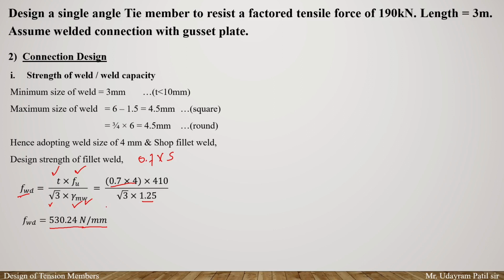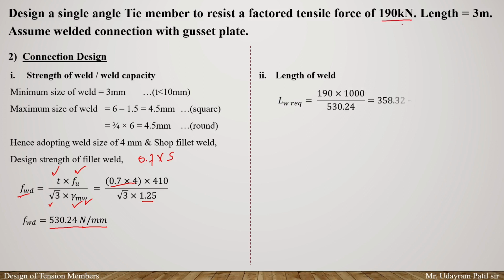Our 4 mm weld will be able to carry a 530 Newton load for 1 mm of weld. Now we have to calculate the length of the weld required to carry our load of 190 kilonewton. So the length of the weld required will be equal to our load divided by the strength of the weld per mm. Here 190 is in kilonewton, so we convert it into Newton: 190 multiplied by 1000 divided by 530.24, the strength of the weld in Newton per mm. That gives us the length of the weld required as 350, or say 360 mm. So the length of the weld required will be equal to 360 mm.